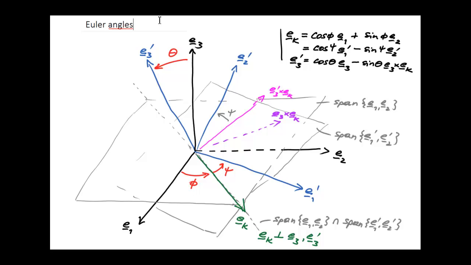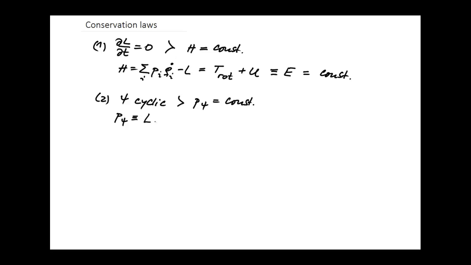Now remember from the definition of the angular momentum and also from our consideration of symmetries that the momentum associated with an angle is the angular momentum component with respect to the rotation axis. So in this case, when we vary the angle psi, we rotate around E3 primed, and therefore the associated generalized momentum, p_psi, is the angular momentum component L3 primed. It's the L3 component in the body fixed frame, in the primed basis.